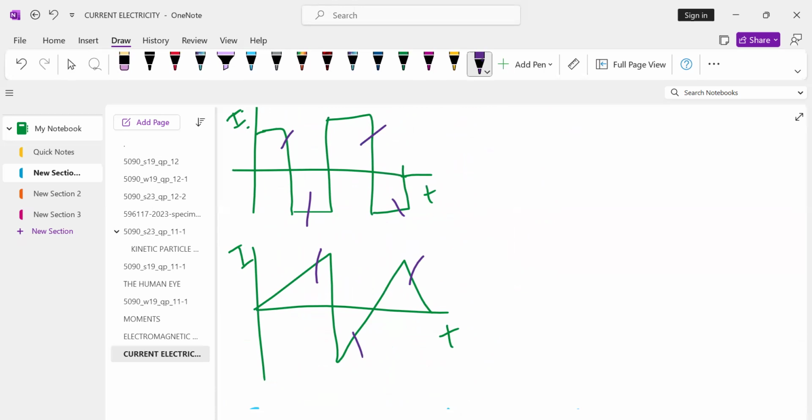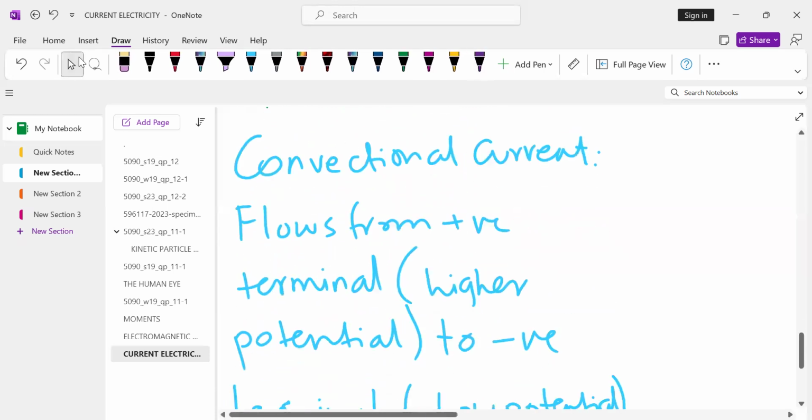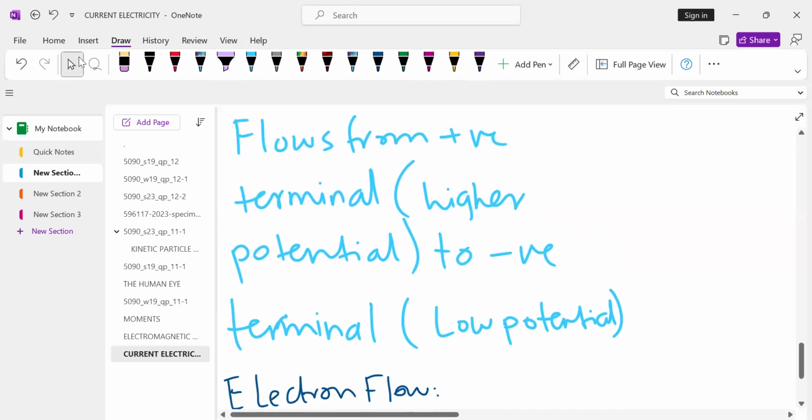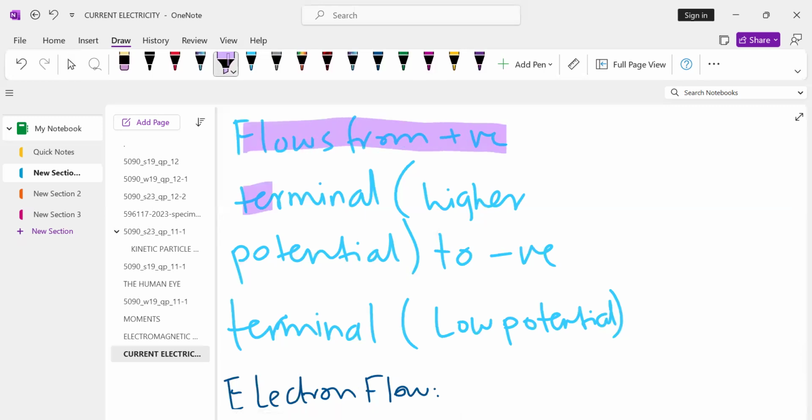Now, the second thing we will discuss is what is conventional current. A conventional current is a current that flows from the positive terminal to the negative terminal. What is meant by positive terminal? The positive terminal has higher potential, and at the positive terminal, charge has the maximum energy.